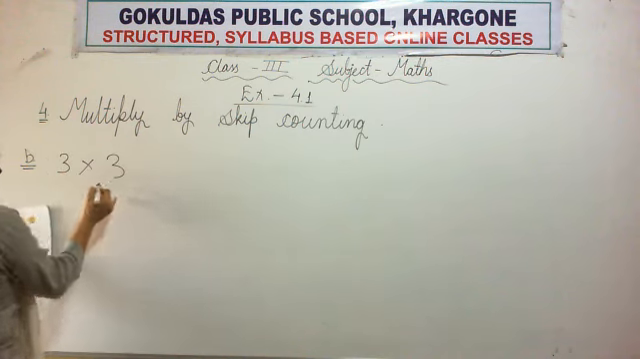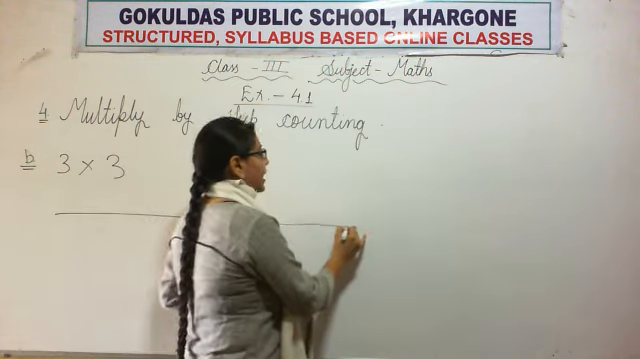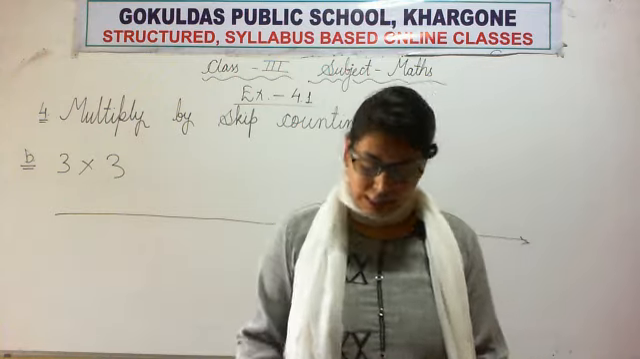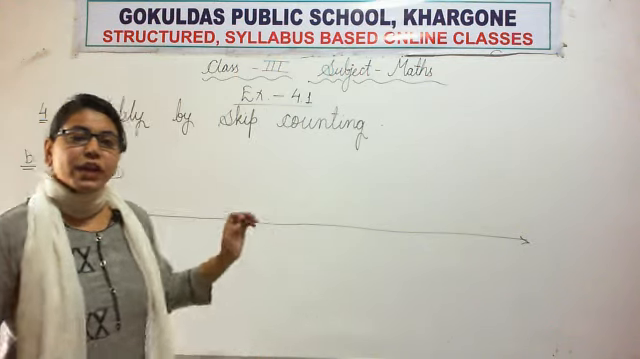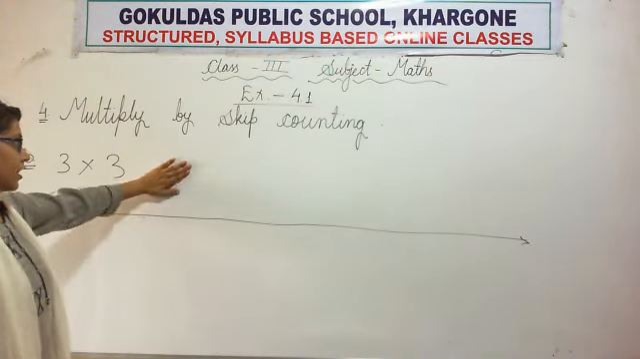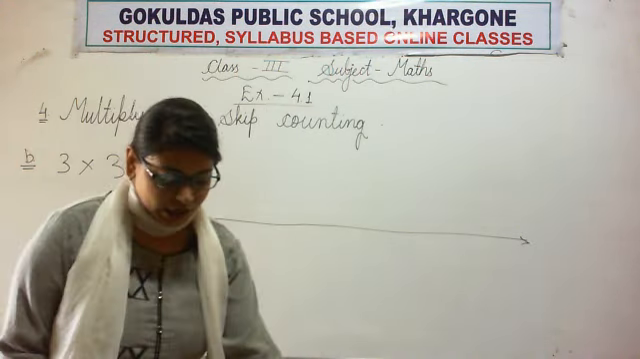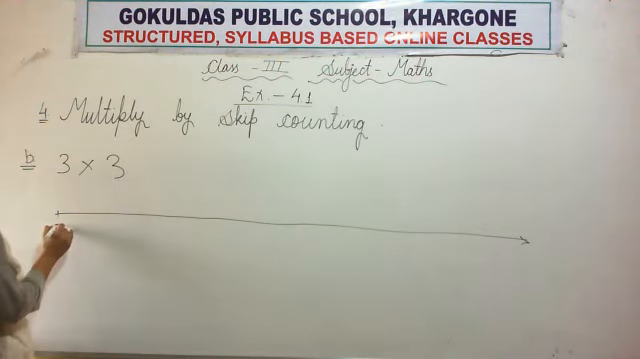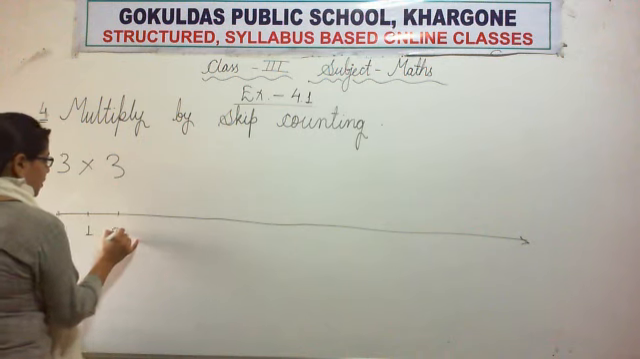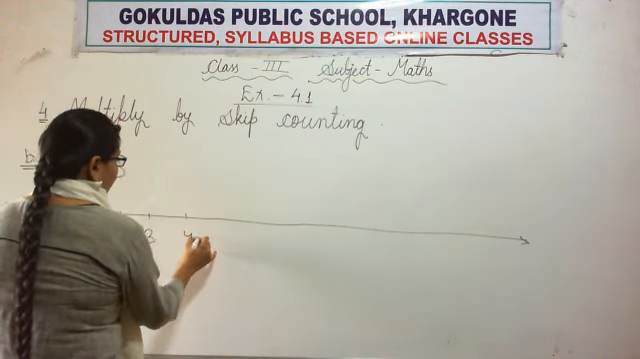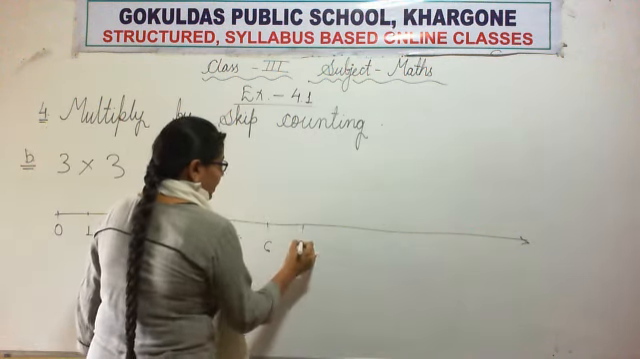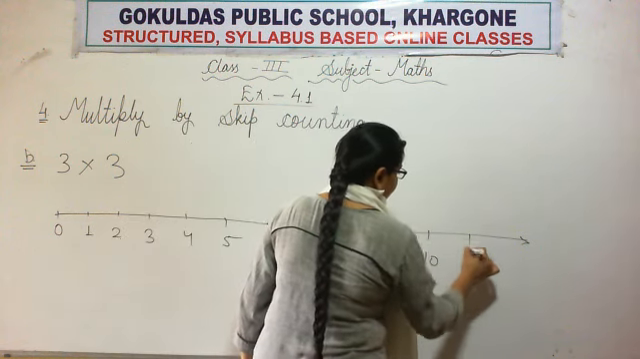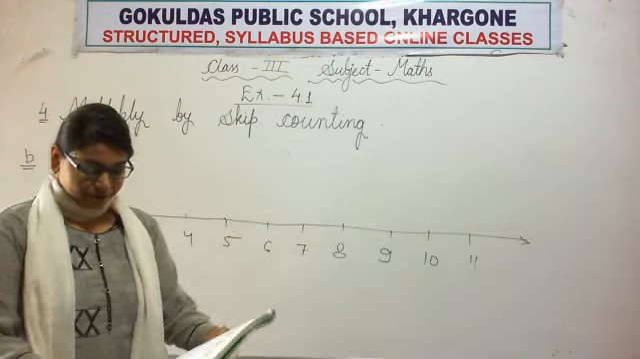Into 3. See, the number line is already given there in the book. So all of you, no need to write down these questions in your copy. This question, number 4, will remain in the book only. So let me make the number line first. As we start from 0, 1, 2, 3, 4, 5, 6, 7, 8, 9, 10, 11 and so on.